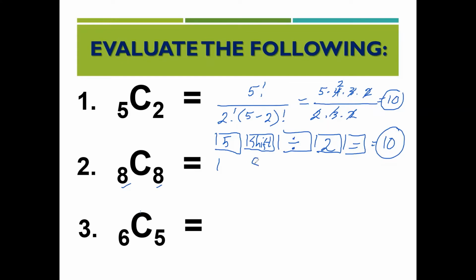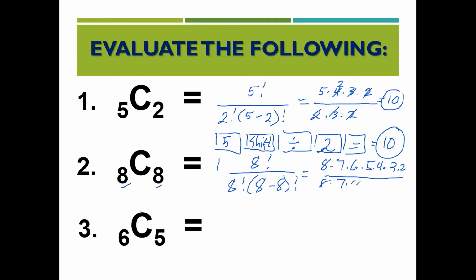So kung 8 factorial siya, 8 factorial over 8 factorial times 8 minus 8 factorial yan, di ba? So if you will write it the long method, 8 times 7 times 6 times 5 times 4 times 3 times 2 all over 8 factorial, di kagaya rin ng nasa taas, di ba? 8, 7, 6, 5, 4, 3, 2. Tapos yung 8 minus 8, that's 0 factorial. And always remember that 0 factorial is 1. So, times 1.